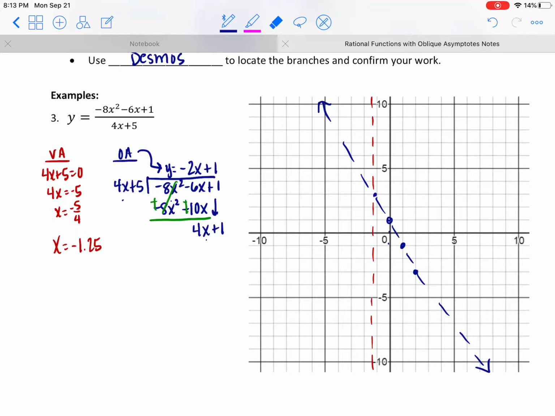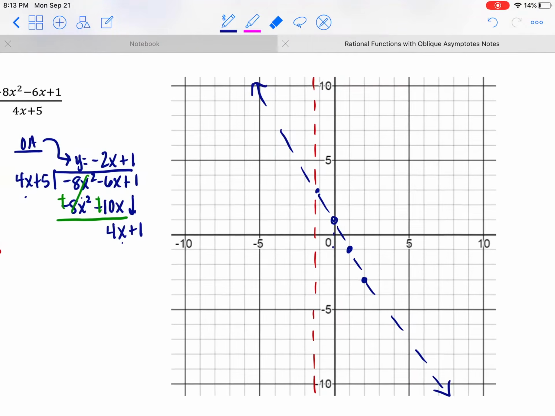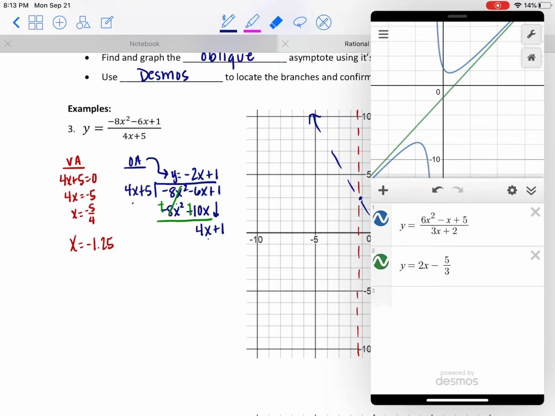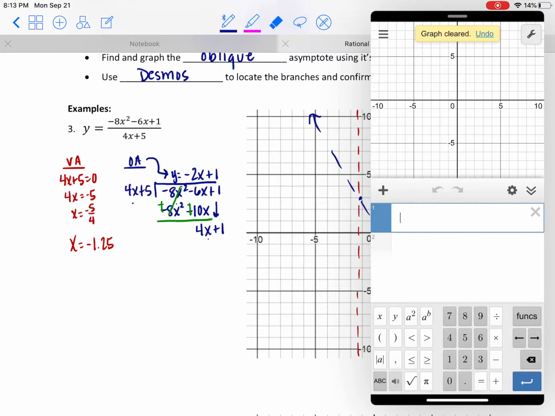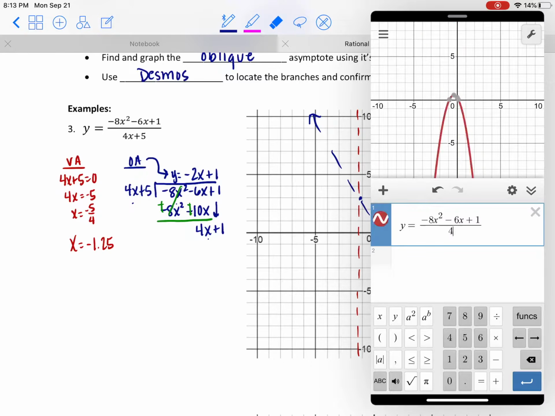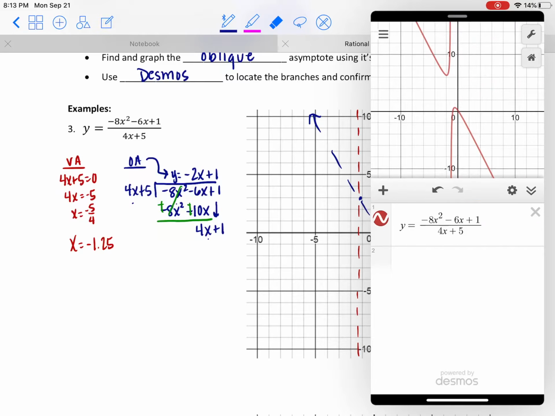And now I just need to put the branches in. I'm not exactly sure where they're going to go, and I could test some points, but this is going to go into Desmos anyway. So let's put it in Desmos. Alright, so we have y equal to -8x squared minus 6x plus 1, and then 4x plus 5 in the bottom.